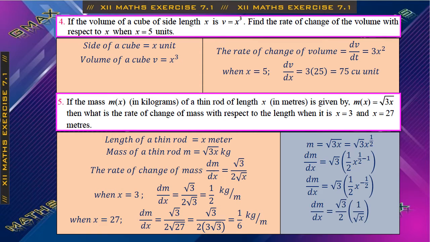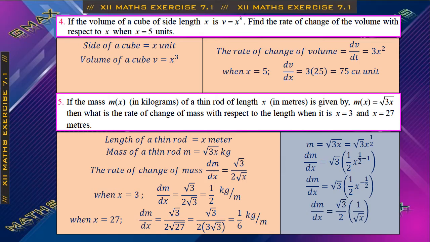While differentiating, using the formula n x^(n-1), you will get dm/dx equal to root 3 into 1/2 into x^(-1/2). That can be written as root 3 by 2 root x. When x equals 3, substitute x = 3, you will get dm/dx is half kilogram per meter. And then when x equals 27, the rate of change of mass is 1 by 6 kilogram per meter.